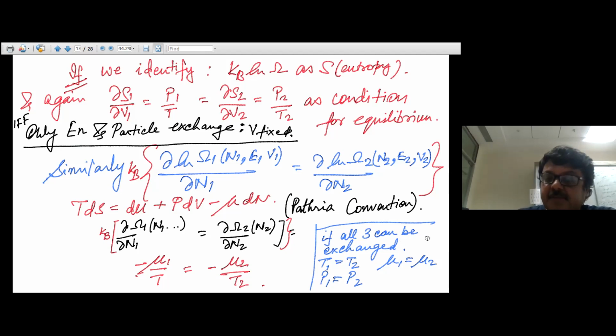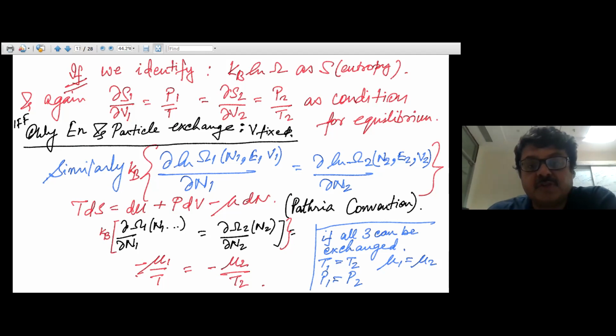So if all three can be exchanged, then T1 has to be equal to T2, mu1 has to be equal to mu2, and the pressure of the two gases have to be, or the two systems in general, we have not talked about gases, they have to be the same. And thus, if we take KB log omega and associate it with entropy, things are simply consistent.